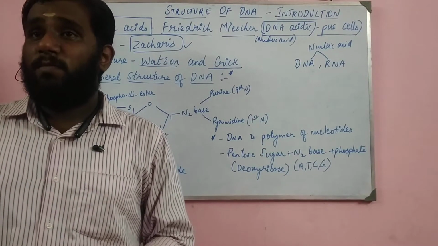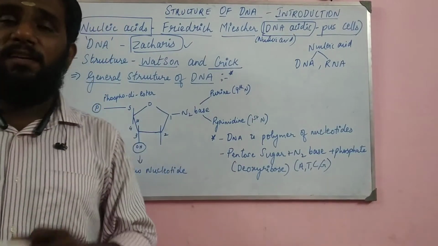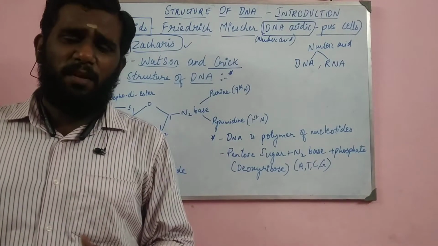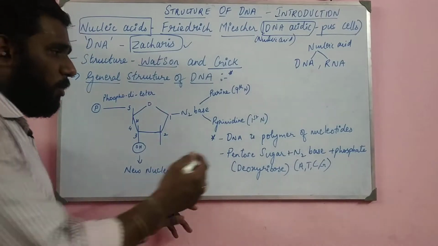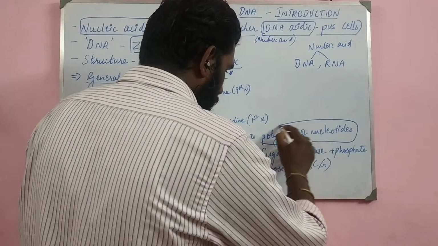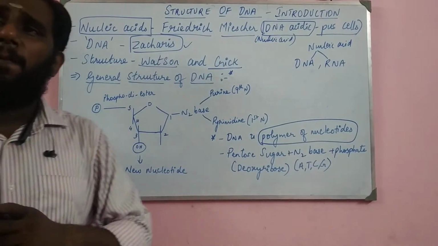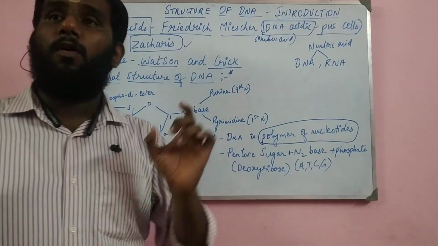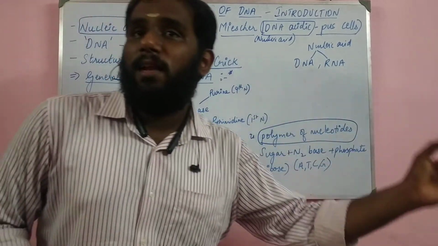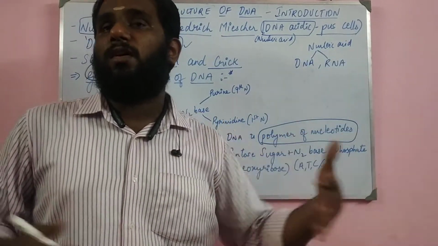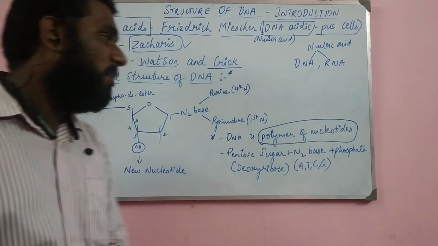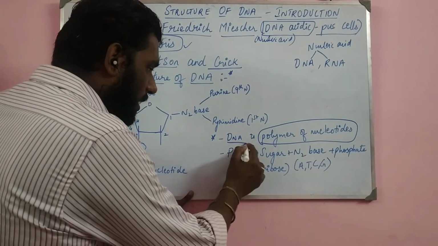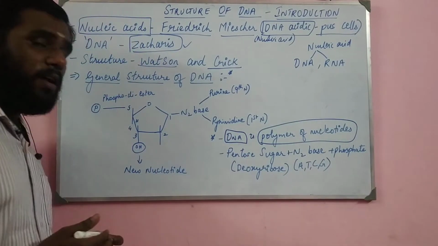Now going into the structure of DNA, what is the structure of DNA? What does it contain? I already told you, DNA is basically a nucleic acid. A nucleic acid means it's a polymer of nucleotides. What is a polymer? A series of repeating units. So you have one nucleotide, followed by another nucleotide, followed by another nucleotide. A series of nucleotides together, a polymer of nucleotides, is basically what is called a nucleic acid. So DNA is a polymer of nucleotides.